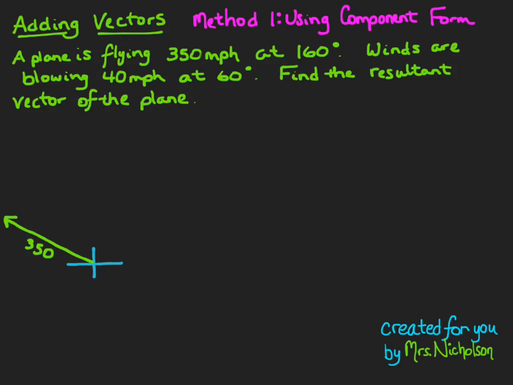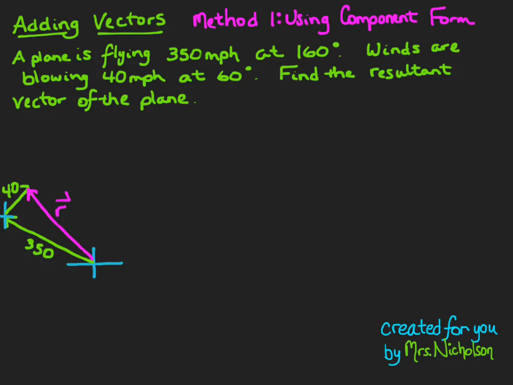Now the winds are blowing at 40 miles per hour at 60 degrees. So at the end of this vector for the plane, I'm going to draw a vector that represents the wind. 60 degrees, 40 miles per hour. So if I add these two vectors together, the resultant flight of the plane would look like this. That's my resultant vector. And I'm going to work this problem using component forms.